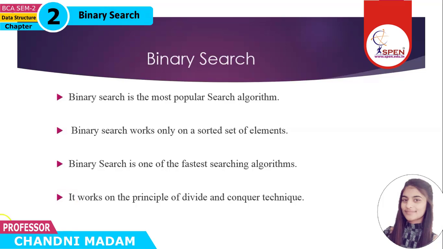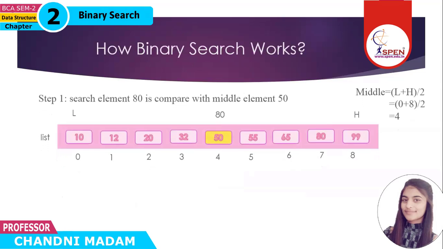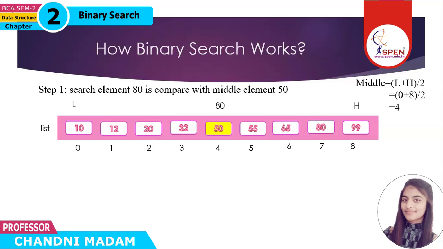So now the question is, what is the divide and conquer technique? In the divide and conquer approach, the problem is divided into small sub-problems and then each problem is solved independently. So now we will see how binary search works. Consider the following list of elements and the element to be searched is 80. The initial first value is the low value and the last value is the high value. So here low is always less than high because low is your initial position and high is your last position.